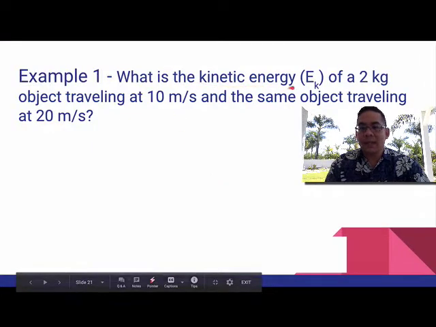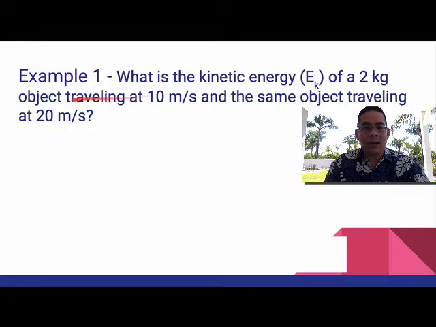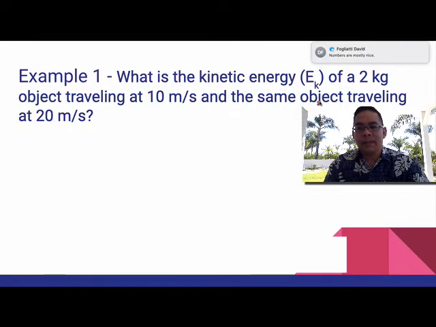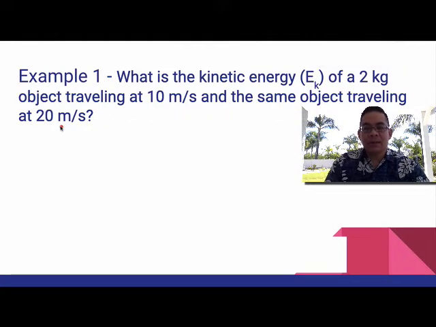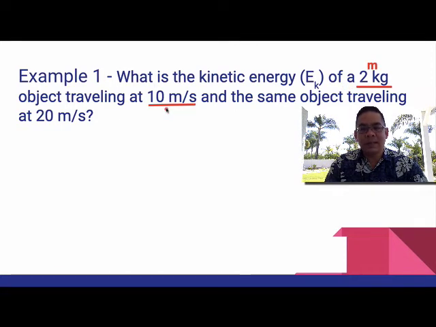All right, example 1. What is the kinetic energy, EK, of a 2 kilogram object traveling at 10 meters per second and the same object traveling at 20 meters per second? We know that 2 kilogram is given, that is the mass. We also know that 10 meters per second is the velocity, and later we change that velocity to 20 meters per second, so that's another velocity. In this case, we just want to calculate the kinetic energy.